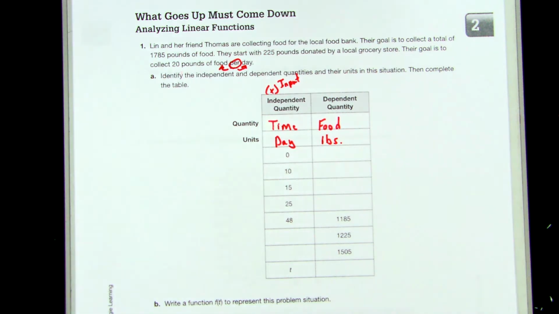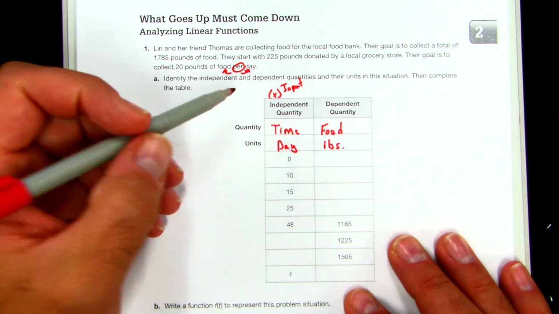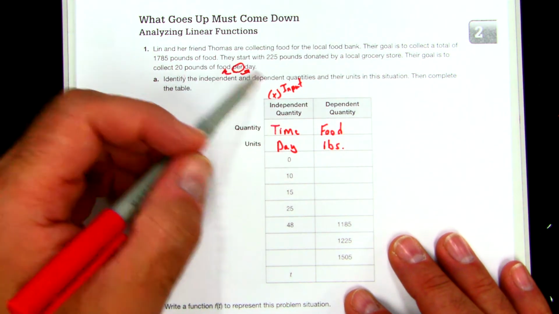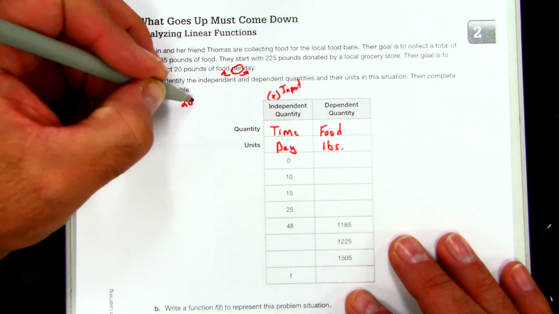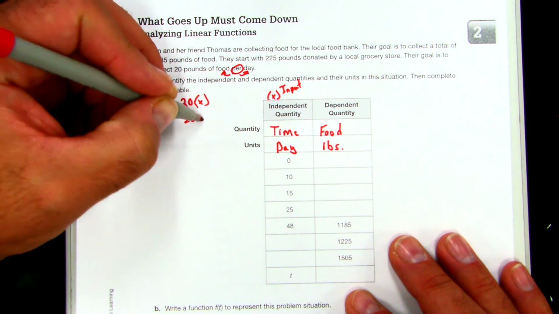Now, the nice part is it says 20 pounds per day, which means this is our X, right? Per day, per X, 20 per X. So how would I write that? 20 per X, or 20X.